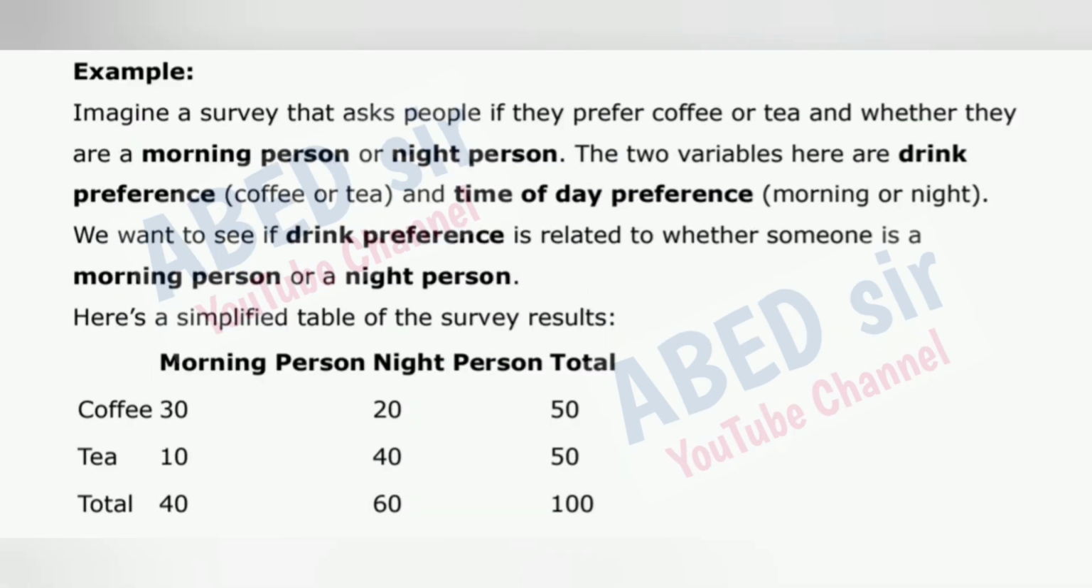Example: imagine a survey that asks people if they prefer coffee or tea and whether they are a morning person or night person. The two variables here are drink preference, coffee or tea, and time of day preference, morning or night. We want to see if drink preference is related to whether someone is a morning person or a night person. Here's a simplified table of the survey results: morning person, night person, total.